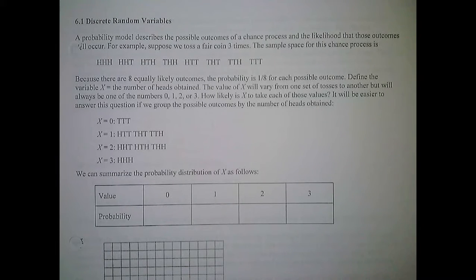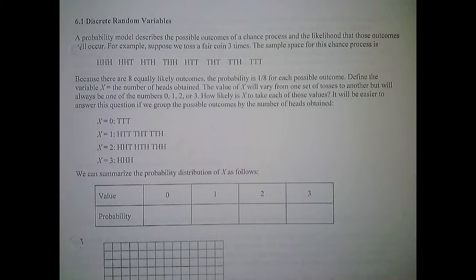A probability model describes the possible outcomes of a chance process and the likelihood of those outcomes. So what are the possible outcomes, and what do the probabilities of those outcomes look like? It's just a probability model.